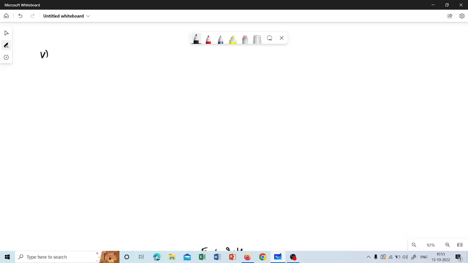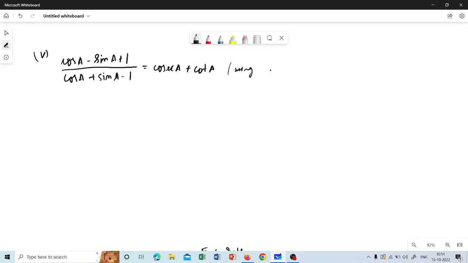The fifth problem. (Cos A minus sin A plus 1) divided by (cos A plus sin A minus 1) is equal to cosec A plus cot A. Also in the question it is given that we have to use the identity 1 plus cot square A is equal to cosecant square A.